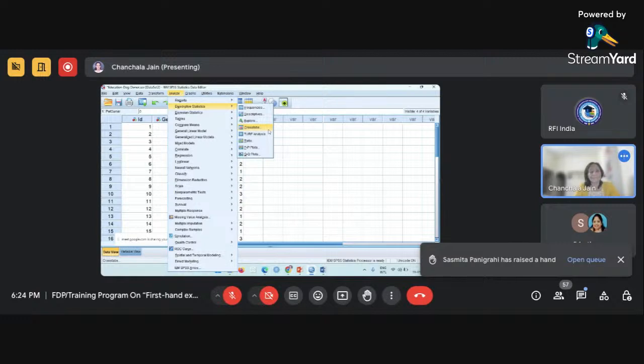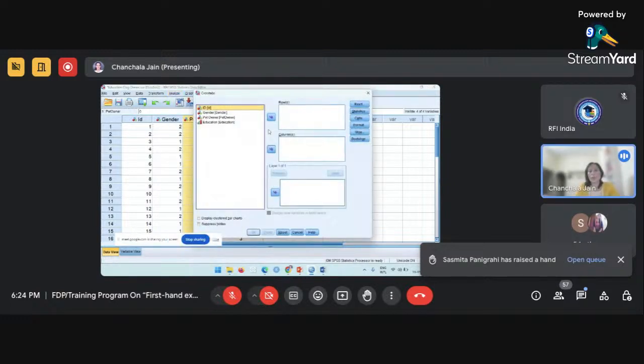Fine? Thank you, everyone. You can click on this. Once you click on this, you will land on the cross tabs dialog box. Here, you need to shift one variable into the row box, and the second into the column box.